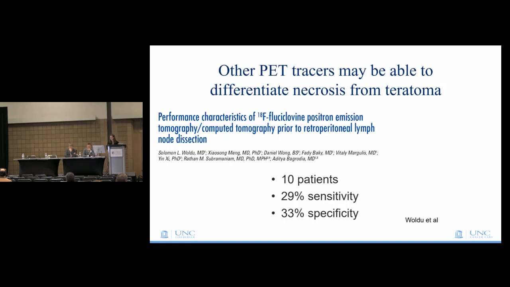And then this is a fluciclovine PET that is being investigated as a way to differentiate necrosis from teratoma, which would be potentially very helpful in those post-chemotherapy non-seminoma patients. Only 10 patients were investigated and it had pretty poor sensitivity and specificity, so I'm not sure if it's moving forward, but like the renal talk looking at oncocytoma, picking up these teratomas would be very helpful clinically.